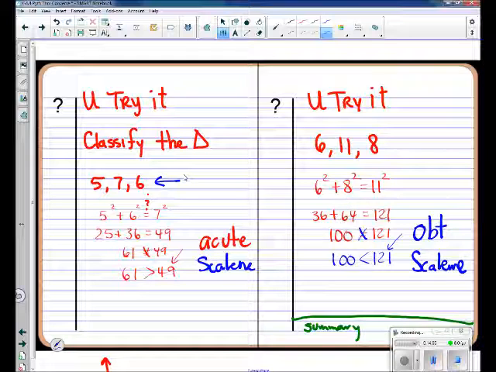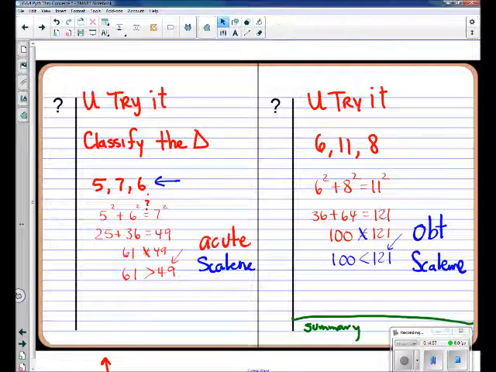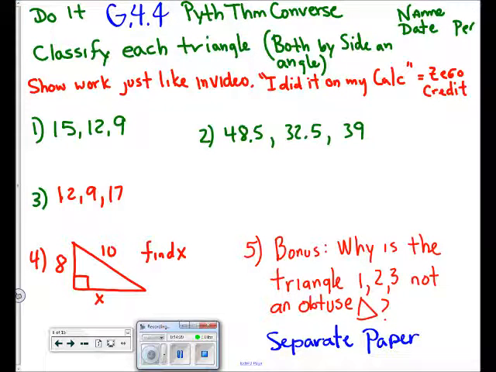I would not even walk into the Pythagorean theorem converse. If all the sides were the same, I wouldn't even bother plugging it in. I know that it's not a right triangle. It's not an obtuse triangle. It'd have to be an equiangular equilateral triangle. All right, well, there you have it.